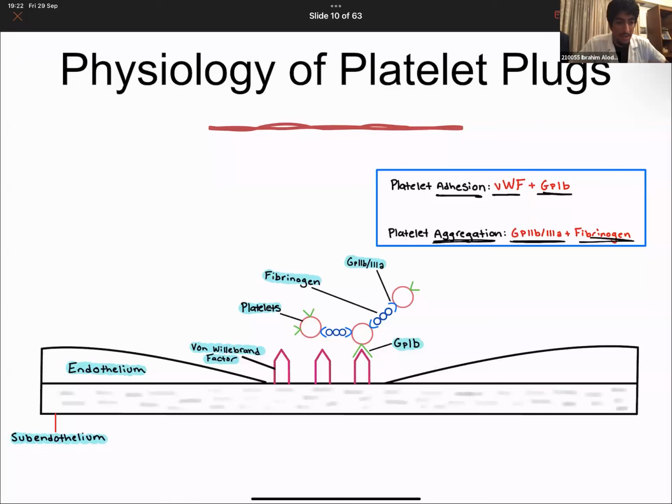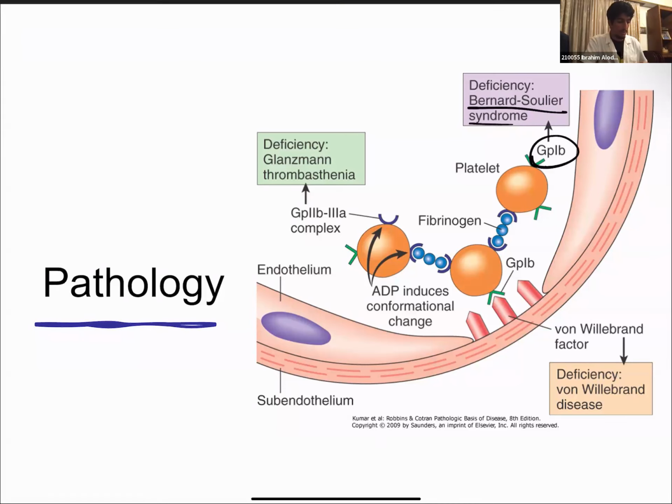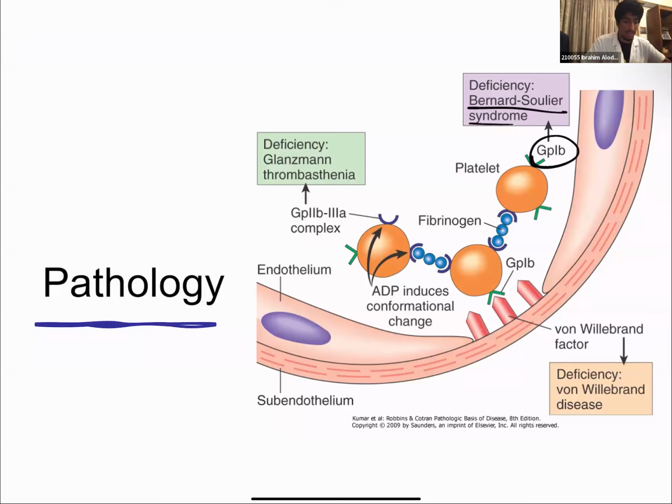All right. With that being said, let's talk about the pathology. Here's a picture that pretty much simply explains it. We're going to talk about each of the three diseases here. First, I want to talk about Bernard-Soulier syndrome. Bernard-Soulier syndrome is an inherited disease where you do not have GP1B. And because you do not have GP1B, you're not able to do platelet adhesion. So Bernard-Soulier syndrome is an issue with platelet adhesion.